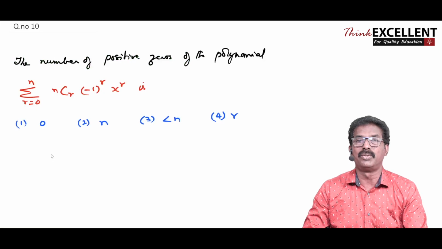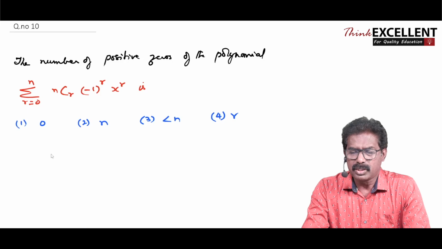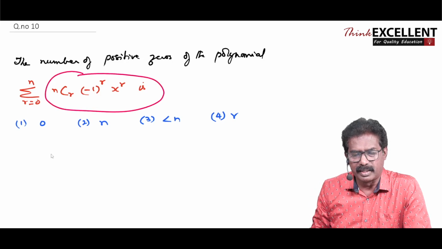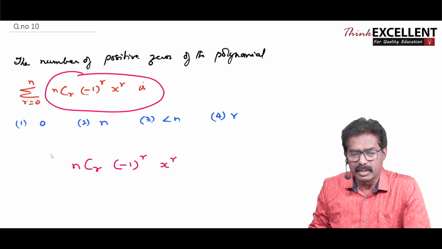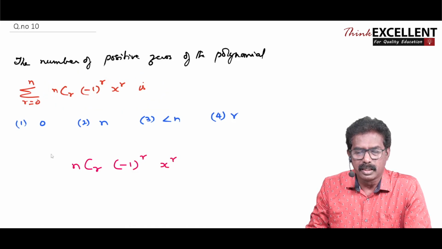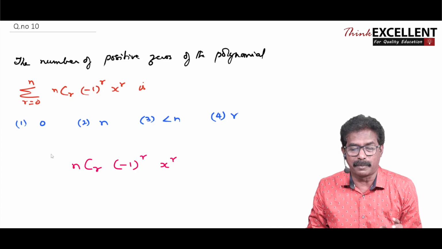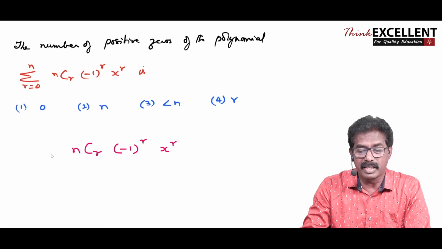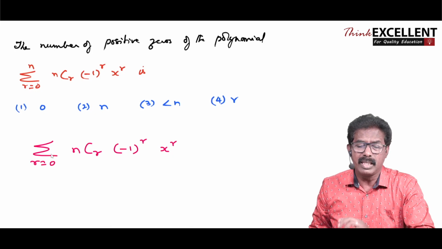Now let's move on to the last question, question number 10. The number of positive zeros of the polynomial, one expression given. See what is the expression given here? Summation of nCr times minus 1 raised to r times x power r. What's the question? Number of positive zeros. So how many sign changes are there? Here r varies from 0 to n, right? r varies from 0 to n.